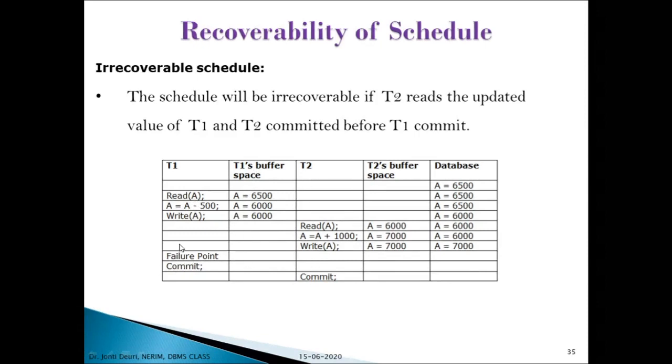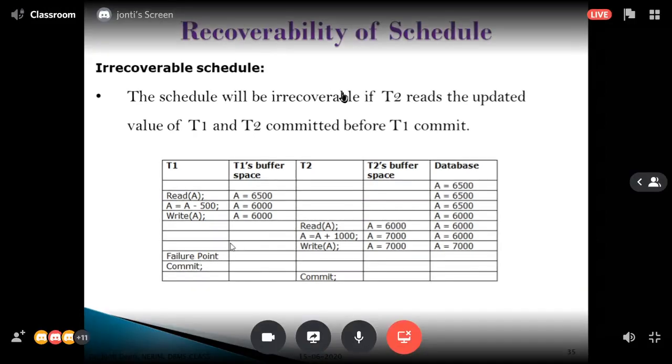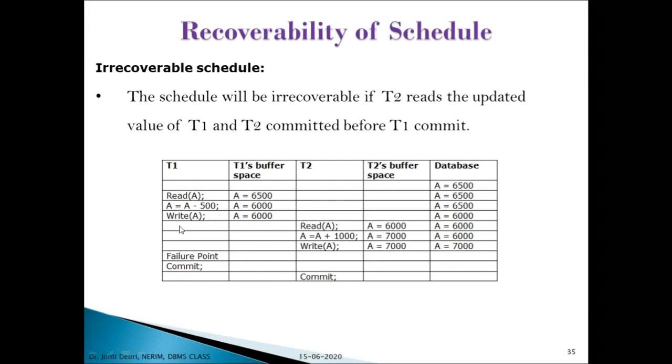Then T2 you have after this one. See, again failure is done. So here the failure happens. After that it is committed. When the failure happens, it will restart all this again. After this one finishes, only then will T2 commit.